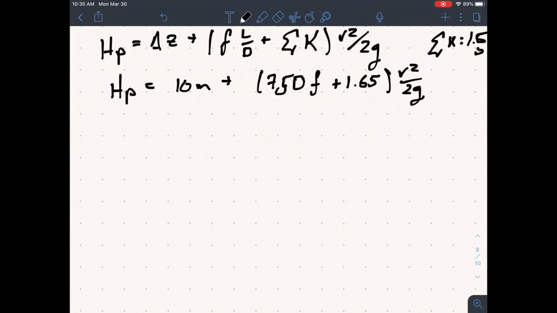Okay. And now this is actually fairly easy. We can use, let's see here, Swamee-Jain velocity. Okay, great. So we don't actually need to do a Moody diagram or anything like that. We can use our Swamee-Jain equation.